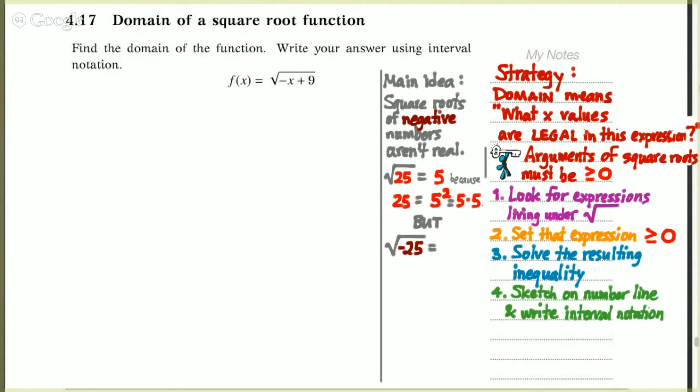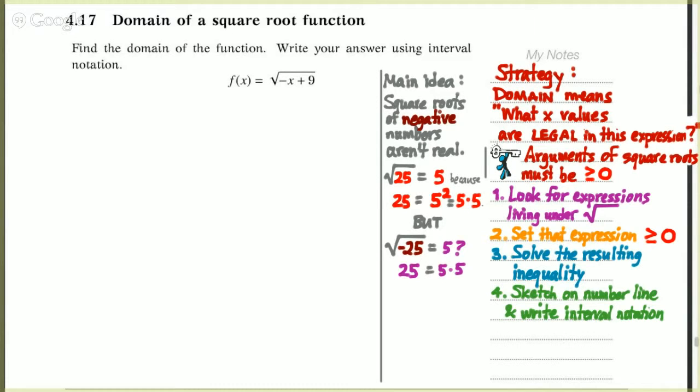But on the other hand, if I decided to put a negative sign in front of the 25 underneath the radical and ask what is the square root of negative 25, I might be tempted to say, is it equal to 5 again? And the answer to that is no, because 5 squared is not equal to negative 25. 5 times 5 is positive 25.